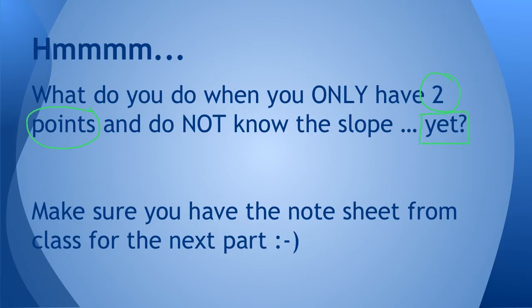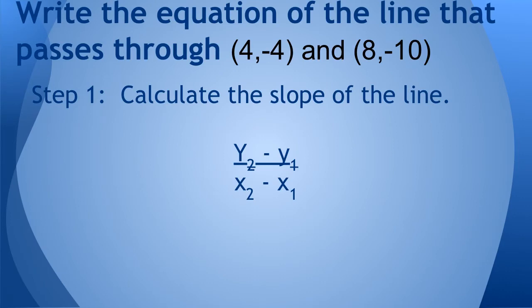I want you to make sure you have the note sheet from class for the next part of the lesson. So here's a sample of a problem that I might give you. It says write the equation of the line that passes through the ordered pair 4, -4 and the ordered pair 8, -10. So if you look at your note sheet, there are 4 steps for this. I'm going to walk you through it, and you're going to make sure that you copy on your note page any calculations that I do.